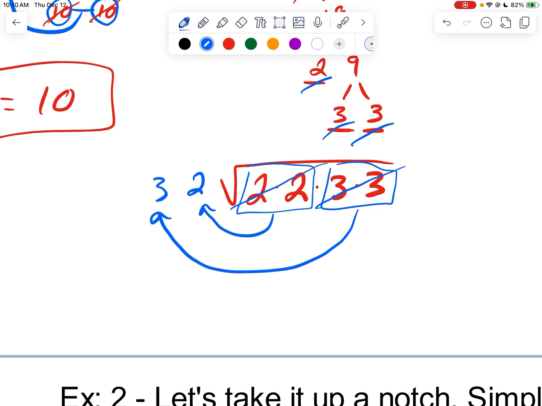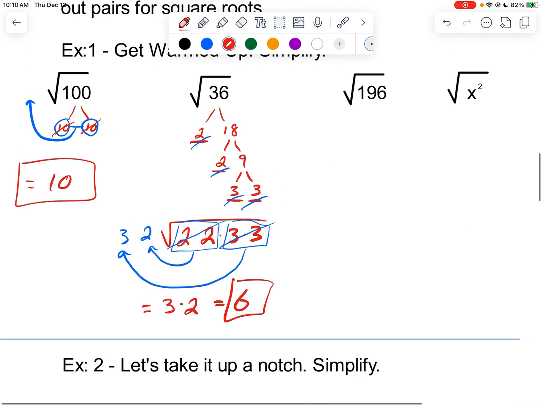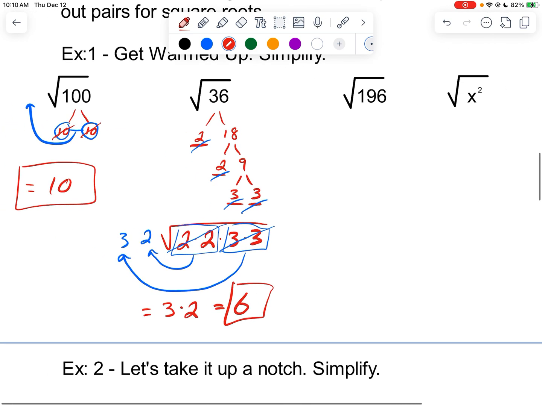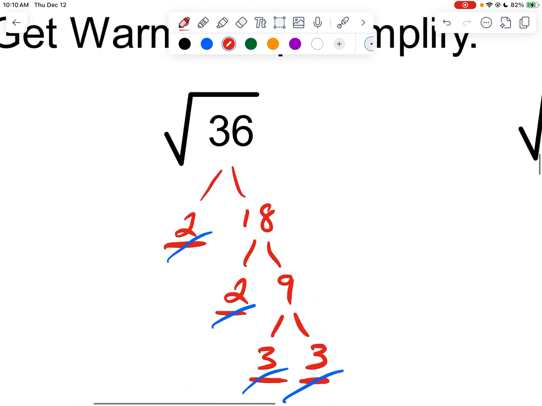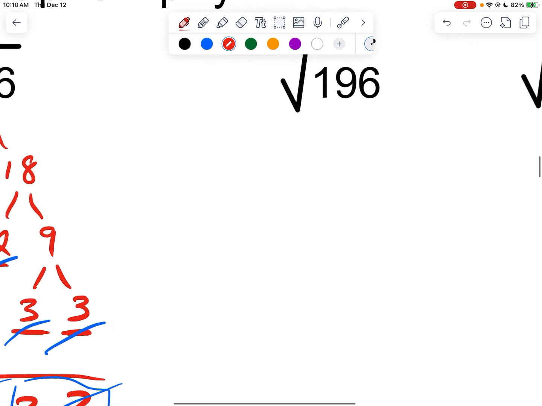Now that takes care of the 2s and the 3s, which cancels everything out underneath the radical symbol. So that just leaves me with 3 times 2, in which case 3 times 2 is 6. Okay, now, like I said, some of these we could have seen, like 10 times 10. Or in this one, I could have thought of 6 times 6, and I could have taken the pair out.